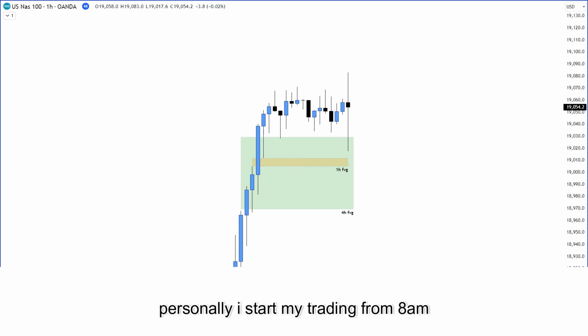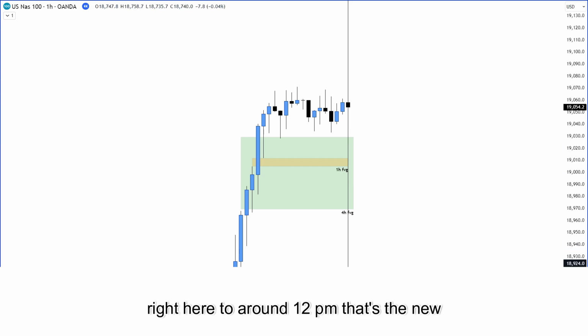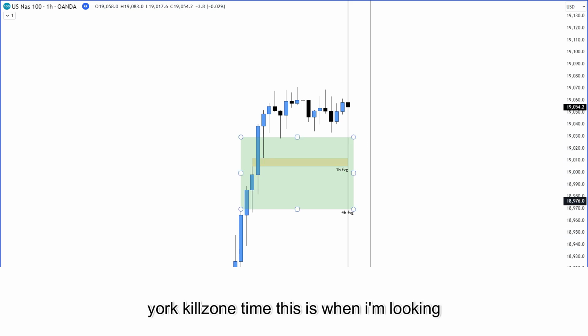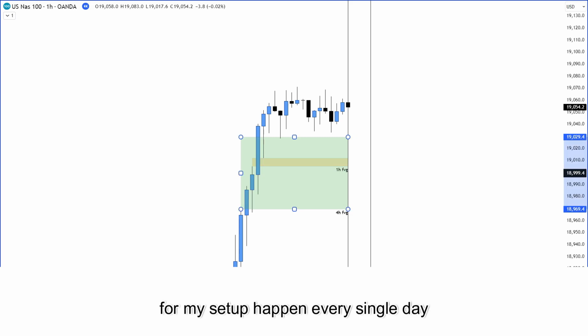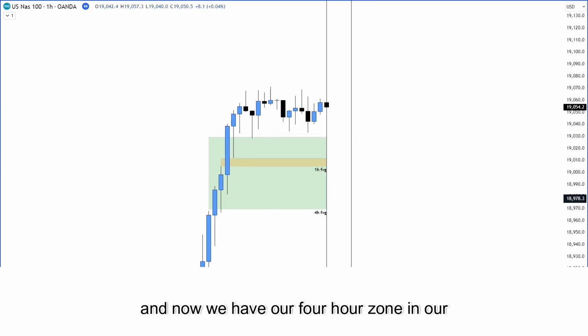And me personally, I start my trading from 8 a.m. right here to around 12 p.m. That's the New York kill zone time. This is when I'm looking for my setup to happen every single day. And now we have our 4-hour zone.